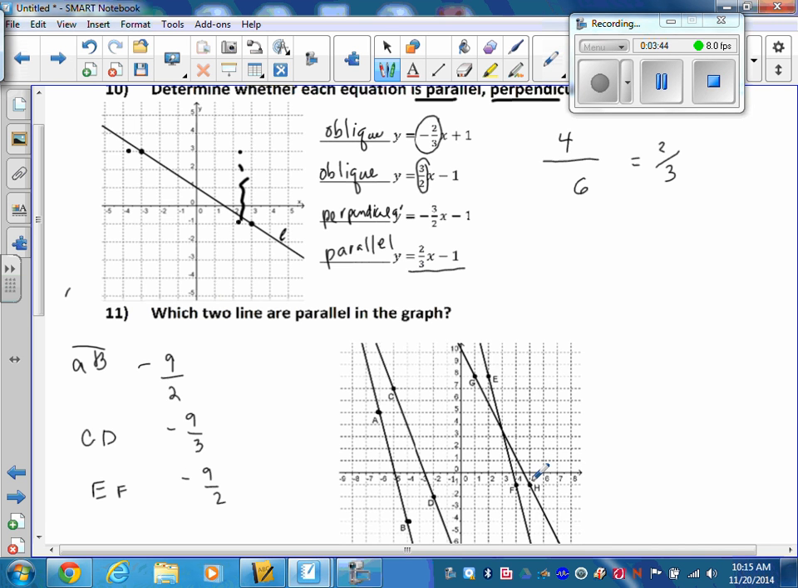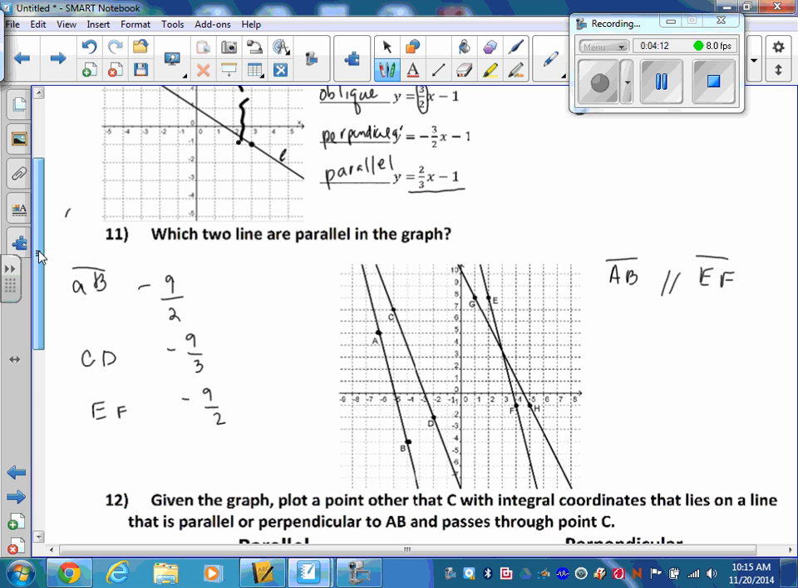And HG is the last one. And you can really see that HG is going to be a different slant because it crosses EF. So you can really tell at this point that the 2 lines that are parallel in the graph are AB and EF. So you could do that last one, but you don't necessarily have to do that last one. Good?